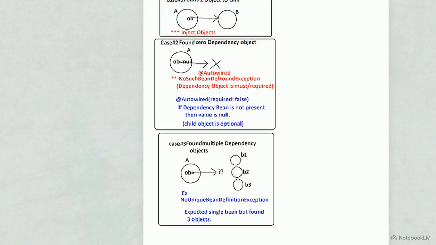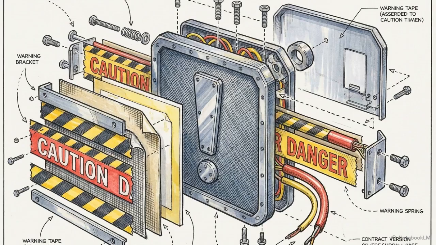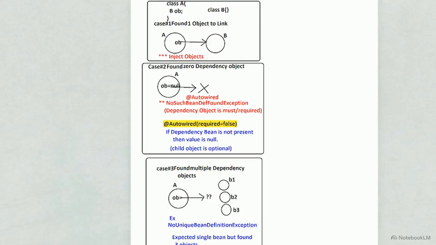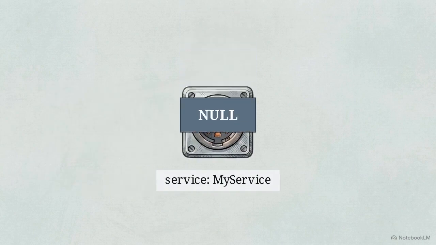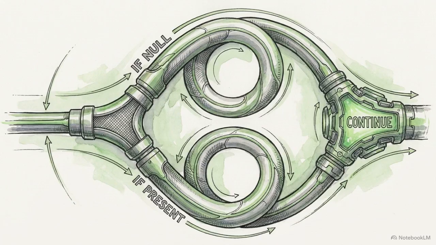Case 2 occurs when the container searches the application context but finds 0 matching dependency objects. Because the required attribute is true by default, the missing dependency causes the container to throw a fatal no such bean definition exception, halting execution. A developer can override this strict behavior by manually setting required equals false inside the @autowired annotation. With this override active, the container suppresses the exception and instead injects a null value. This allows the application logic to safely handle an optional dependency.